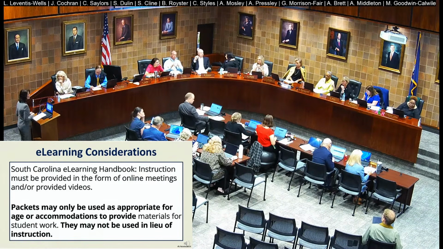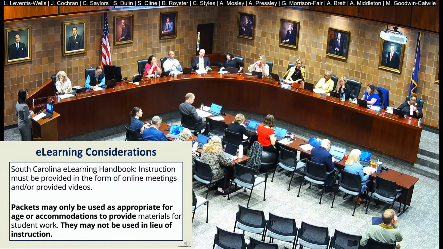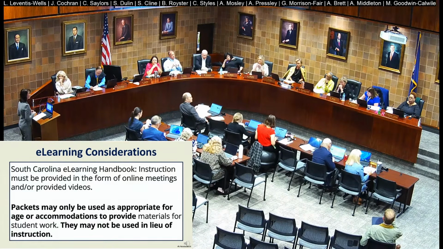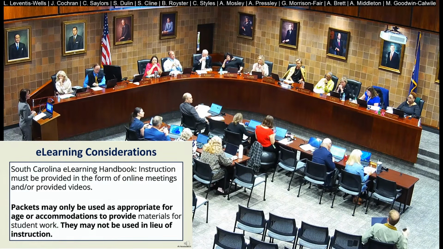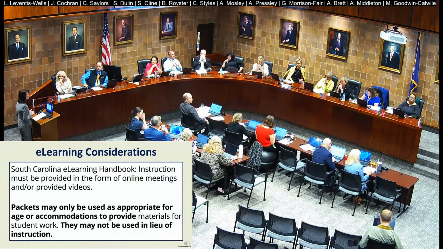Now, there's another implication to this that we are beginning to look into. We are studying the requirements for e-learning specifically at the primary level. As you know, we are an approved e-learning district, and in order to achieve that status, we have a waiver that we sign annually. There is a South Carolina handbook for e-learning which stipulates that instruction must be provided in the form of online meetings or provided videos, and packets may only be used as appropriate for age or accommodation to provide materials for student work. They may not be used in lieu of instruction.